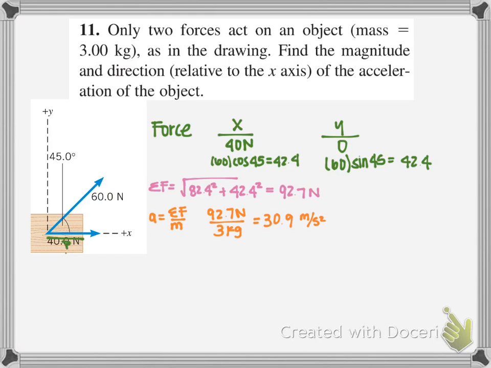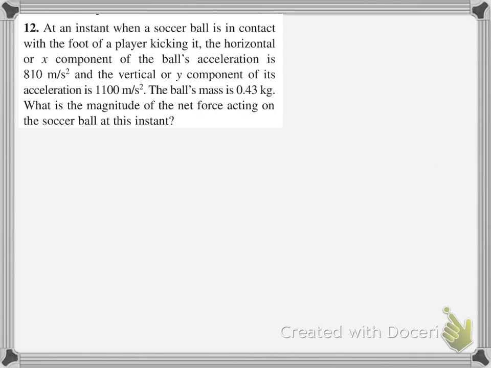Now, in order to find the direction, you have to draw out your triangle, put in the x. You have to find that your x force is 82.4, your y force is equal to 42.4, and when you draw that triangle, you have to find theta. Now, using tangent inverse, you see that your theta will be equal to 27.2 degrees. Now, let's look at another problem.